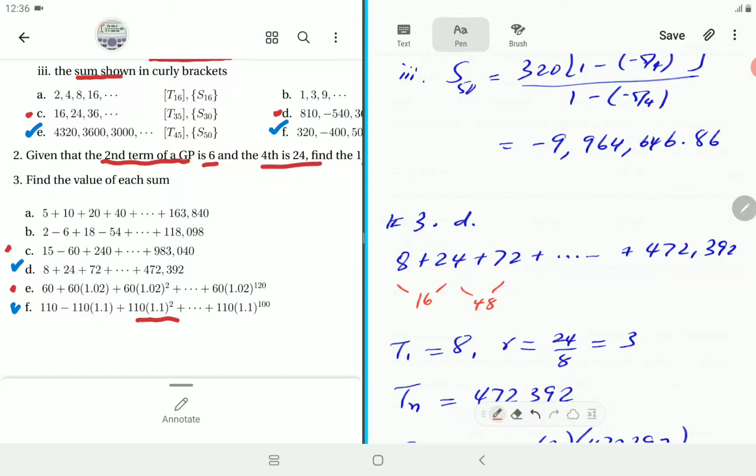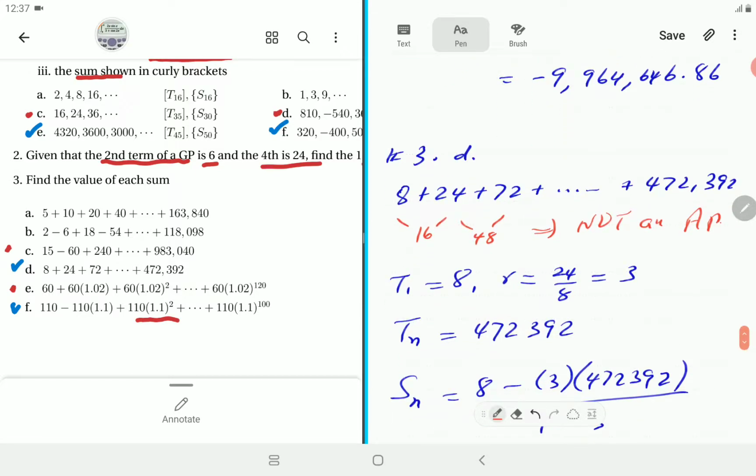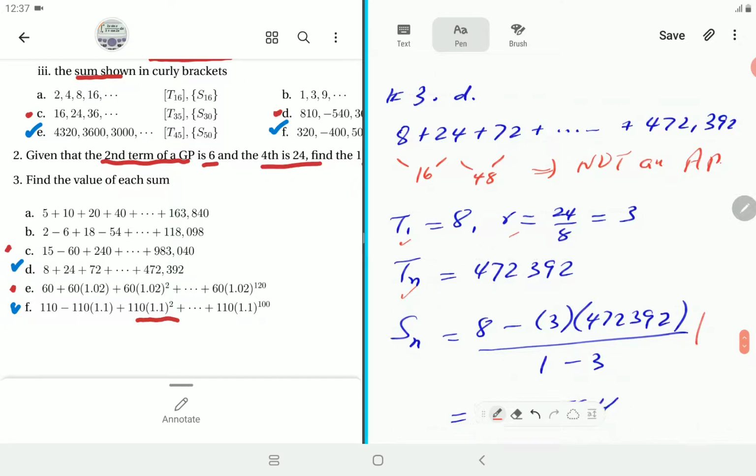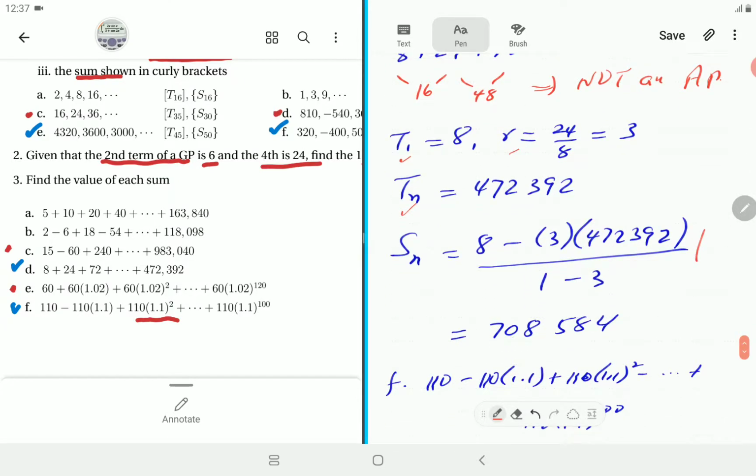In part D, this question could be given in a question that does not specify whether this is an AP or GP. So for APs, the differences are the same. Now, if you just try the first two here, you can see that the first one is 16 and this one is 48. So that definitely implies that this is not an AP. And then after that, if you try the ratios, you're going to find that the ratios are the same, so it's definitely a GP. So T1, r, and Tn are known, so we use the second formula. Just plug in here, and this is going to give us 704,584.